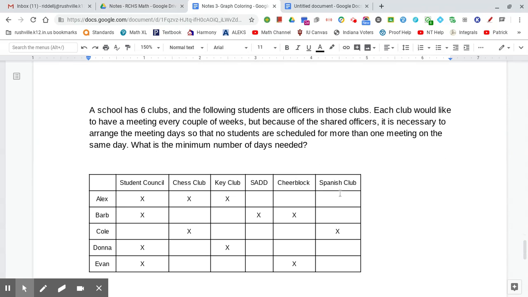A school has 6 clubs, and the following students are officers in those clubs. Each club would like to have a meeting every couple of weeks, but because of the shared officers, it is necessary to arrange the meeting days so that no students are scheduled for more than one meeting on the same day. What is the minimum number of days needed? All right, so this one isn't a map. Instead, it's a table, but we could still turn this table into a graph.